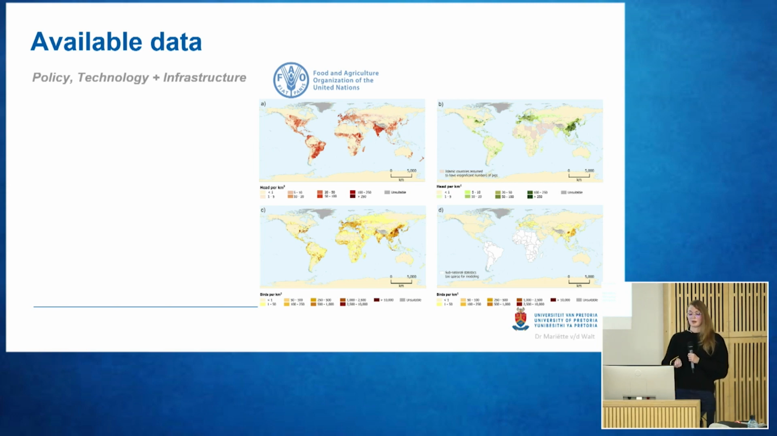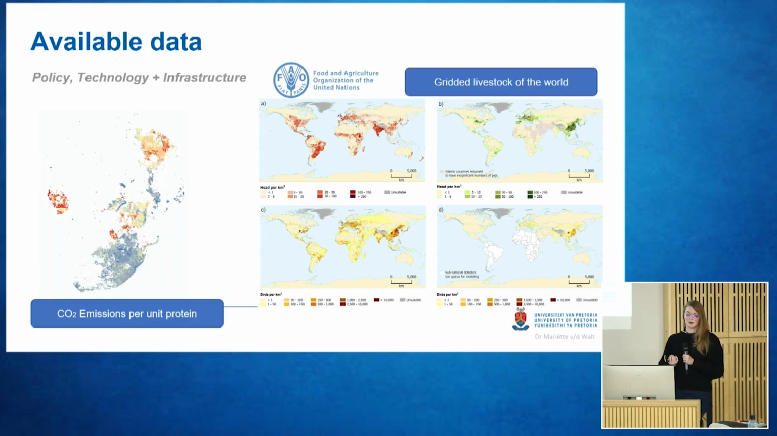An example that we could potentially use is something like CO2 emissions per unit protein. It's a satellite that they use to measure the amount of CO2 emissions, specifically made by livestock like cows. And it is something that we could potentially use as a proxy rather than using this very outdated data set.